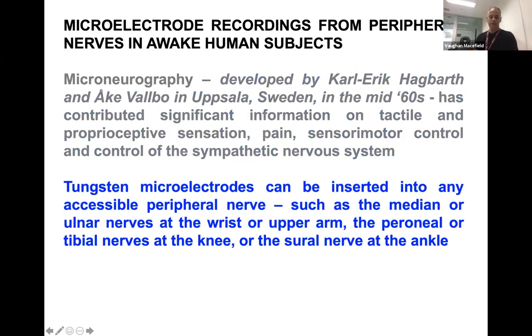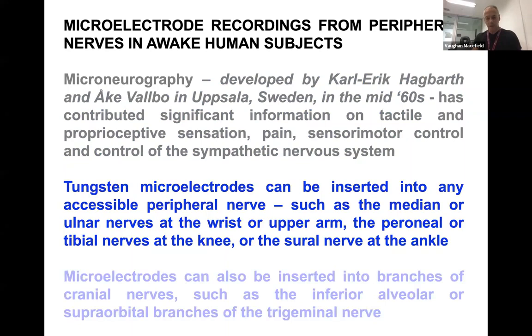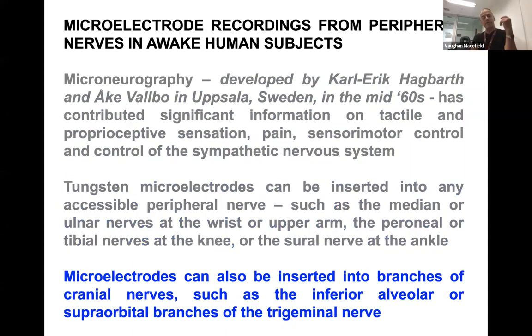So tungsten microelectrodes can be inserted into any accessible peripheral nerve, such as the median or ulnar nerve at the wrist, or the upper arm, the peroneal or tibial nerves at the knee, or the sural nerve at the ankle. And I'll also be talking about another approach we've developed. They can also be inserted into branches of cranial nerves, such as the inferior alveolar and supraorbital branches of the trigeminal nerve. And again, I'll be talking about another approach we've developed for obtaining information from another cranial nerve, the vagus nerve.